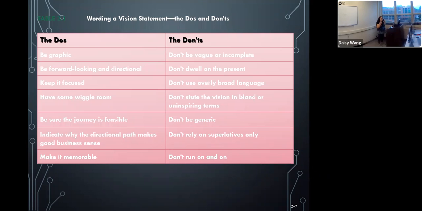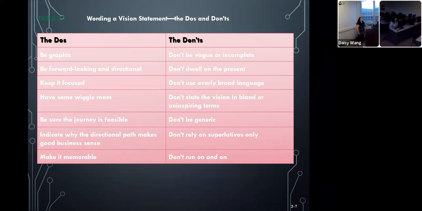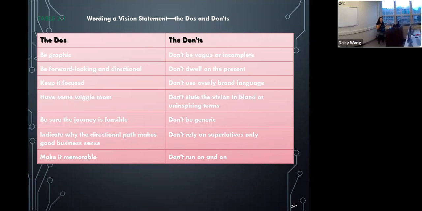And don't dwell on the present. Don't use too broad language. This is the difficult part, to find the borderline. And then don't state the vision in bland or uninspiring terms. You also see the example. Don't be too generic, and don't rely on superlatives only. Don't run on and on non-stop. So you want to be memorable and graphic.